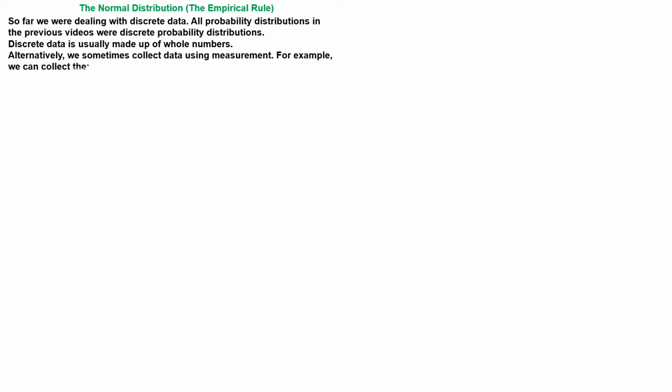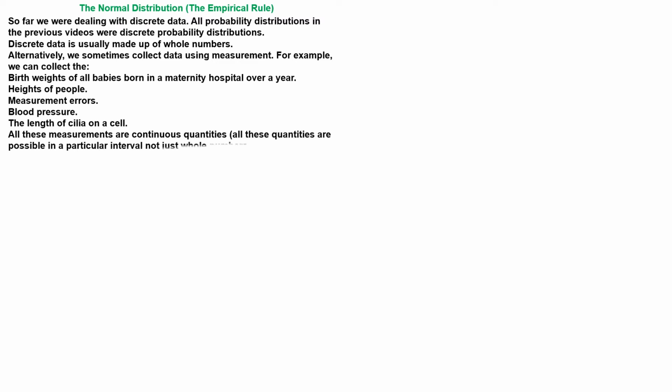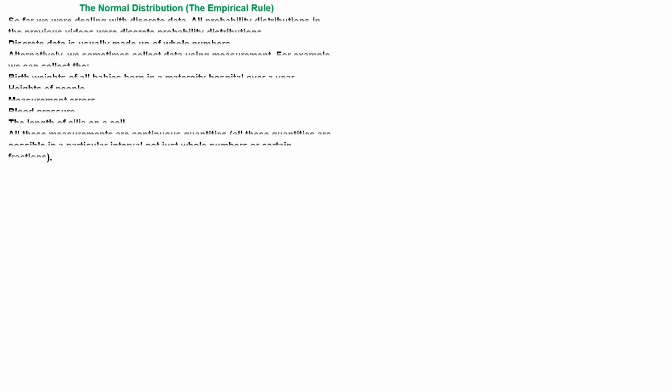For example, we can collect the birth weights of all babies born in a maternity hospital over a year, heights of people, measurement errors, blood pressure, the length of cilia on a cell. All these measurements are continuous quantities. All these quantities are possible in a particular interval, not just whole numbers or certain fractions.